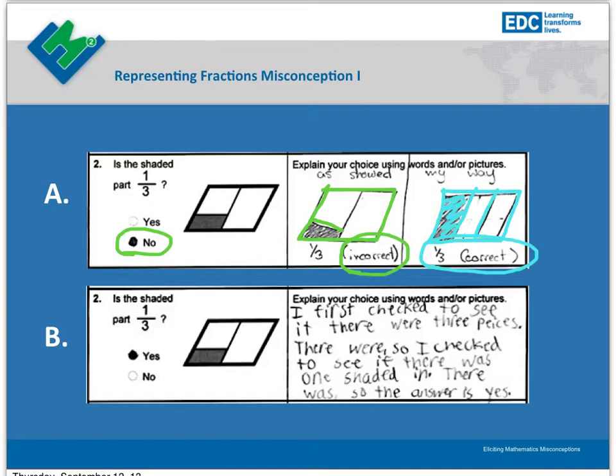In example B, the student said, "I first checked to see if there were 3 pieces." So the student counted the number of pieces total. There were, so I checked to see if there was 1 shaded in. There was, so the answer is correct. So this student is clearly demonstrating misconception 1, where they took the total number of pieces and used it as the denominator, and then took the shaded in piece and used it as the numerator without considering the size of the pieces.